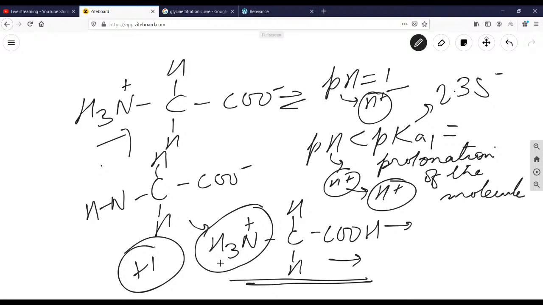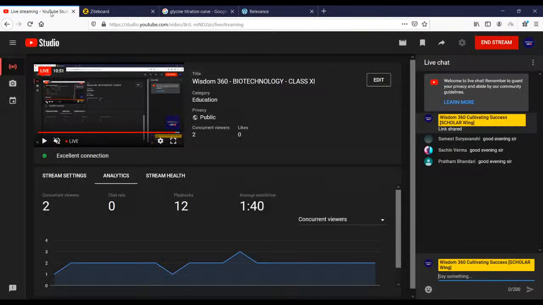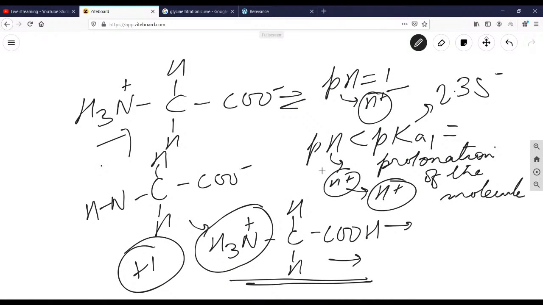First question answered. At pH 1, which is less than pKa1, which is 2.35, the molecule is completely protonated. The charge is plus 1 because we have a net charge of 1. So next up, when we equal pH to pKa1, what will happen now?